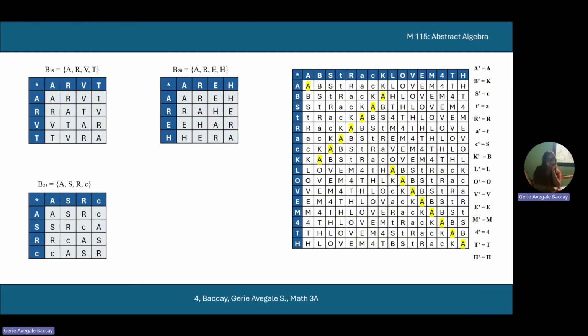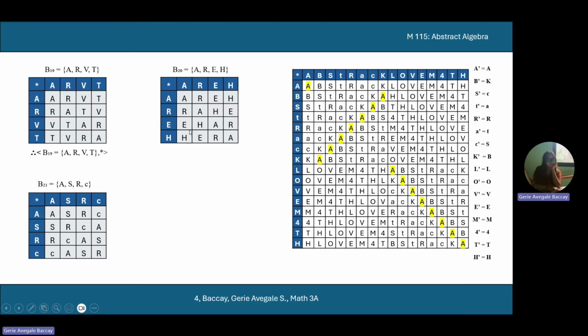We know that the inverse of A is A, R, V, and T is itself. So it satisfies the third condition. So B sub 19 is a subgroup. And then we have B sub 20.